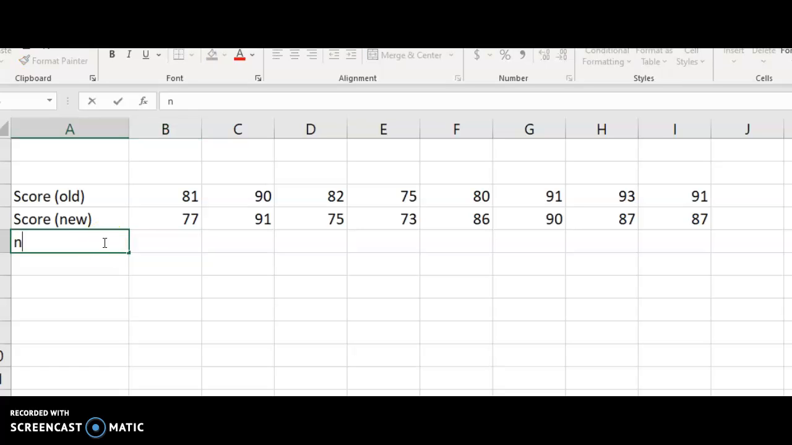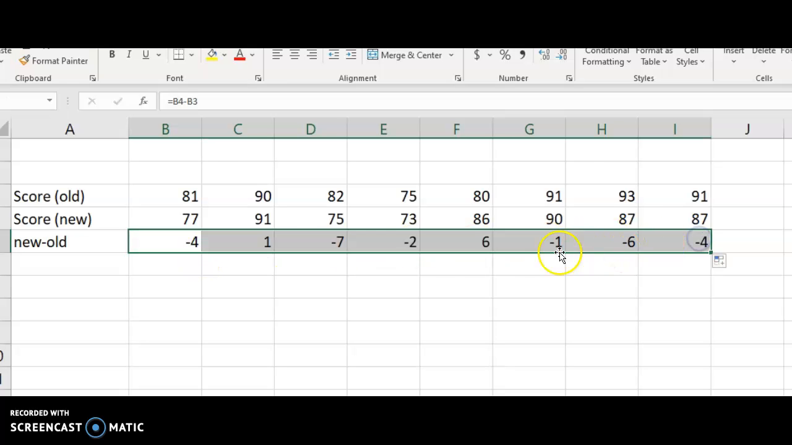So the first thing we want here is the difference scores. In this case, they tell us to take the new minus the old. And once we do that, we can drag that formula all the way across, and we have our difference scores. These are what we're actually conducting our test on.